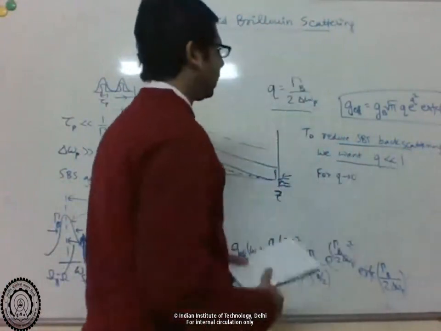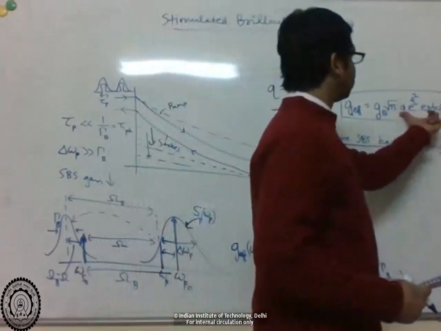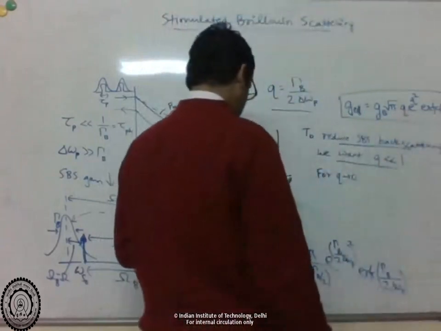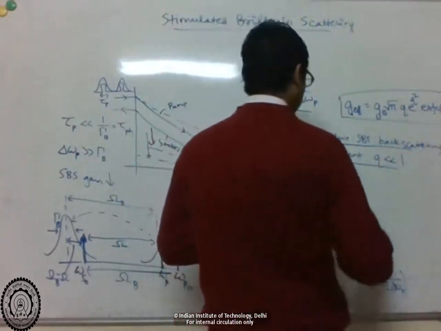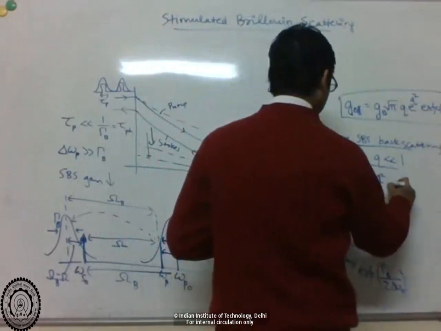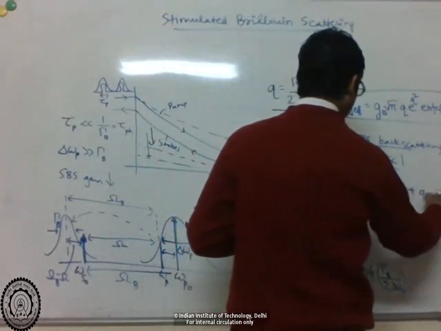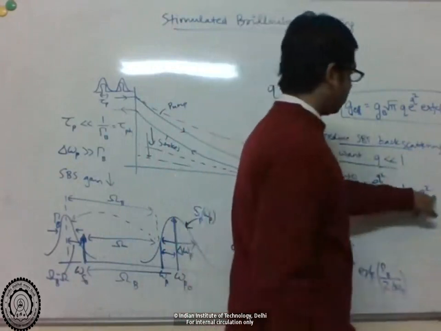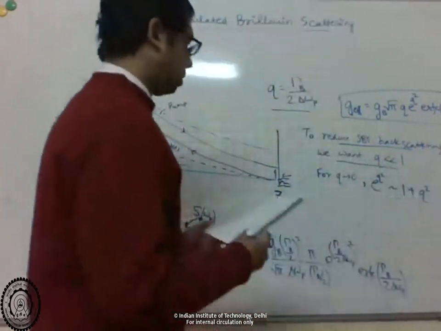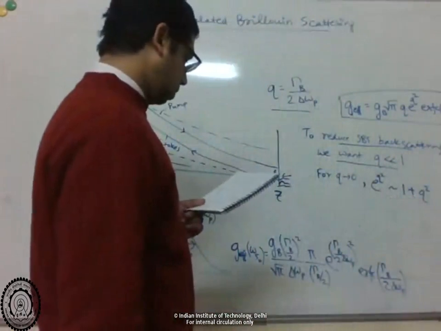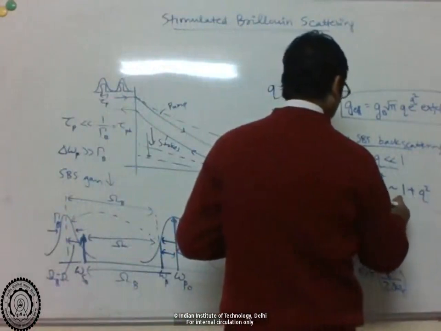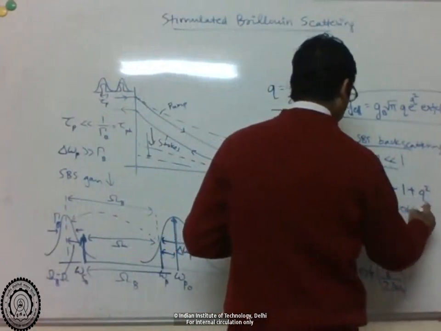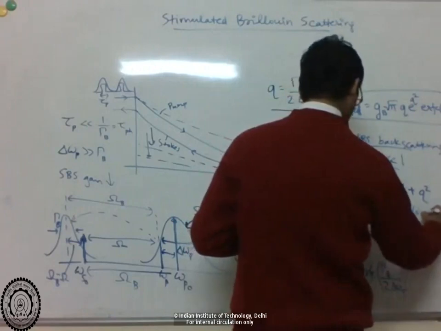So for Q much less than 1, we can take limits for these functions. e to the Q square we can approximate by the Taylor expansion, keeping only the first term, 1 plus Q square. And the error function of Q is then just the error function of 0, which is half.